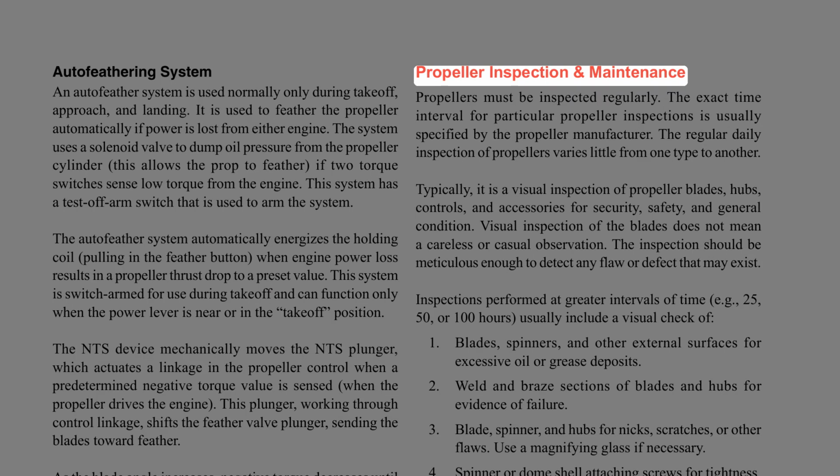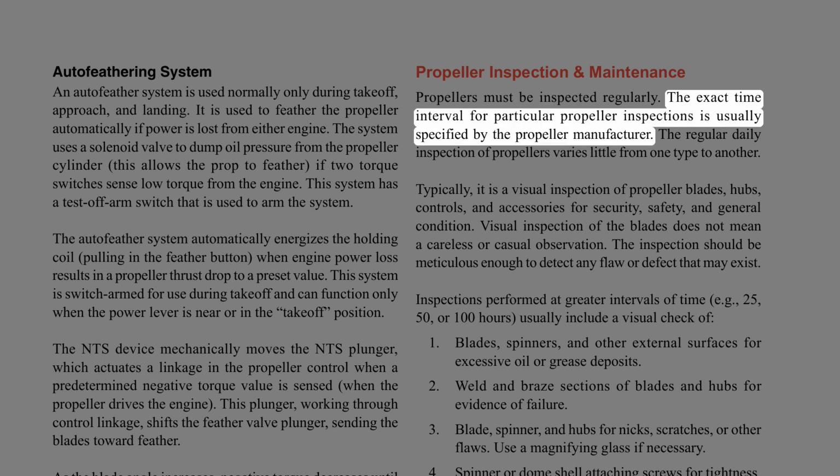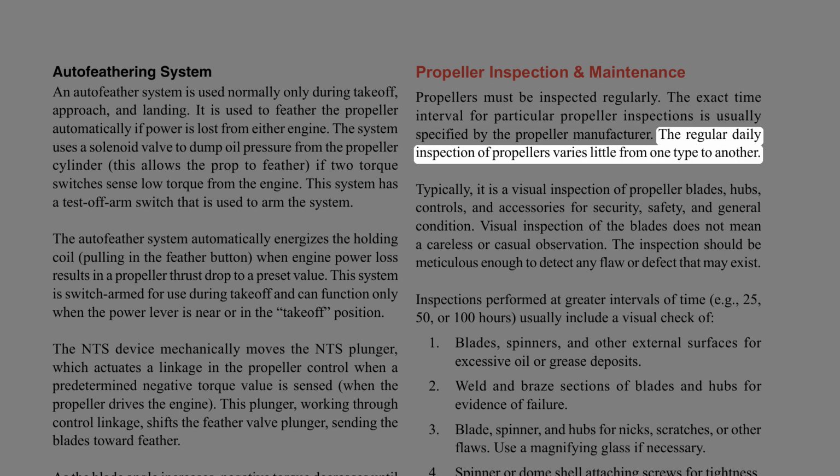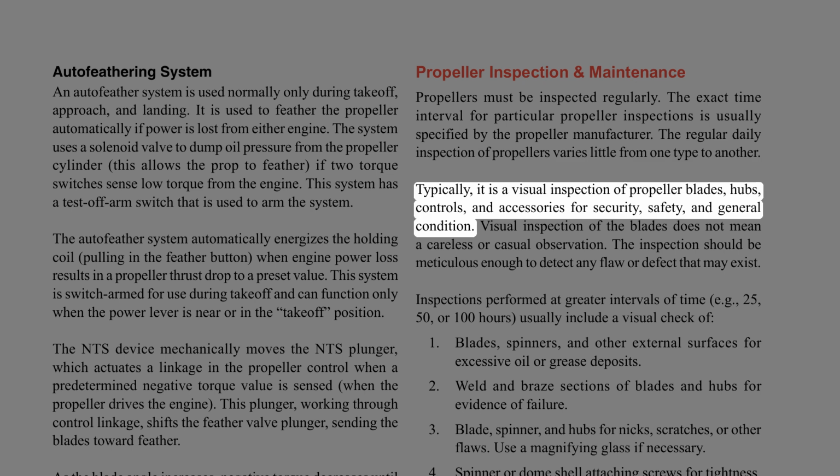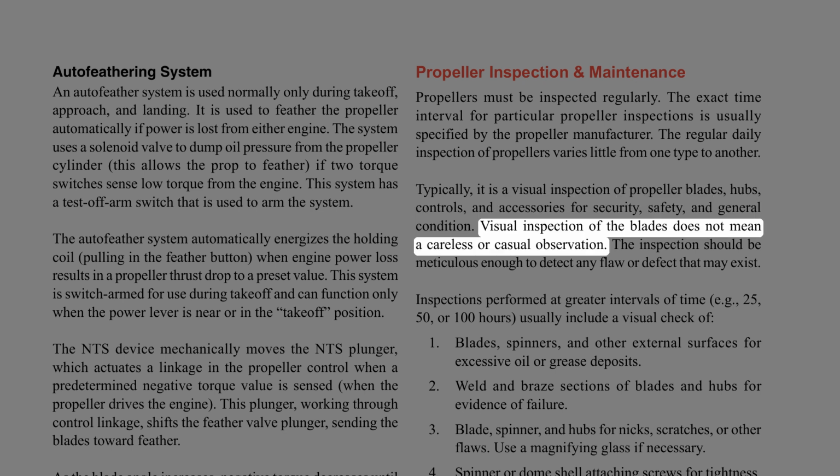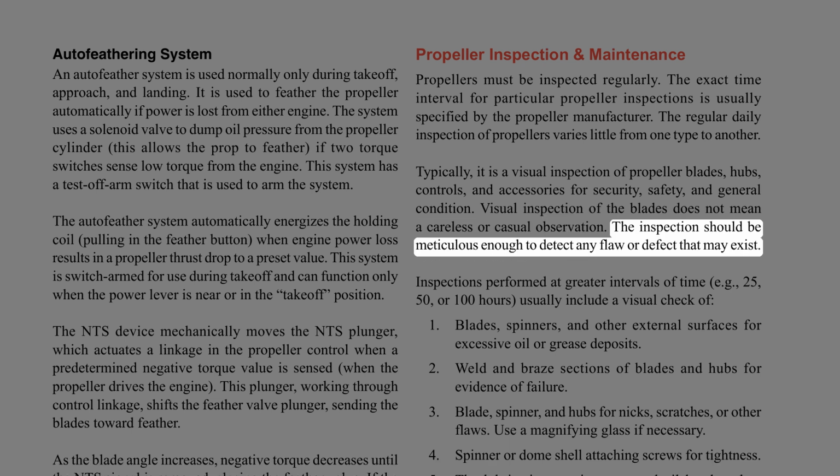Propeller inspection and maintenance. Propellers must be inspected regularly. The exact time interval for particular propeller inspections is usually specified by the propeller manufacturer. The regular daily inspection of propellers varies little from one type to another. Typically, it is a visual inspection of propeller blades, hubs, controls, and accessories for security, safety, and general condition. Visual inspection of the blades does not mean a careless or casual observation. The inspection should be meticulous enough to detect any flaw or defect that may exist.